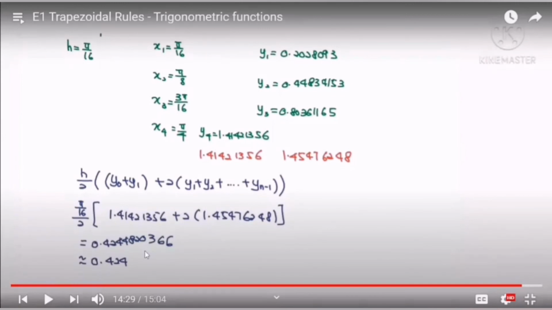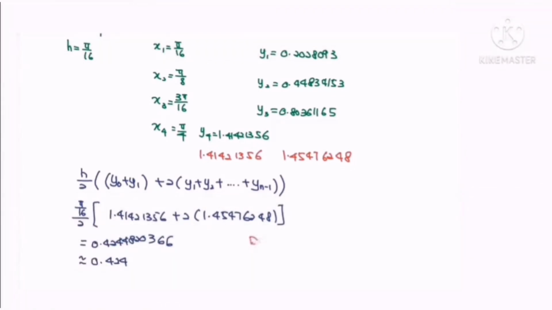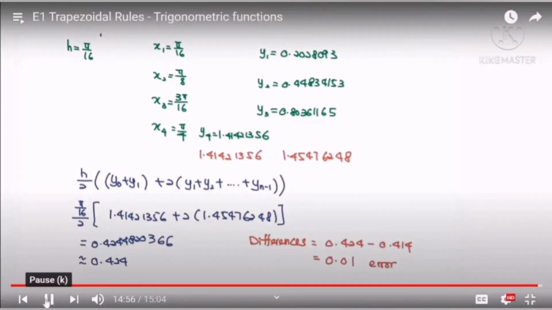Can? Okay? Here is the difference. So the difference is 0.424 minus 0.414. So in here the difference is 0.01. So why did this thing happen? Due to error. So that is the explanation.